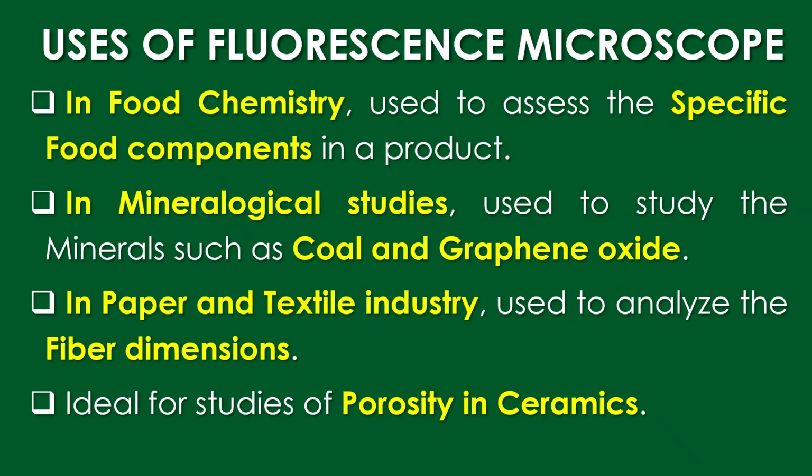And in food chemistry, the fluorescent microscope is used to assess the specific food components in food products. In mineral studies, it is used to study minerals such as coal and graphene oxide. In paper and textile industries, the fluorescent microscope is used to analyze fiber dimensions, and the fluorescent microscope is ideal for the studies of porosity in ceramics.